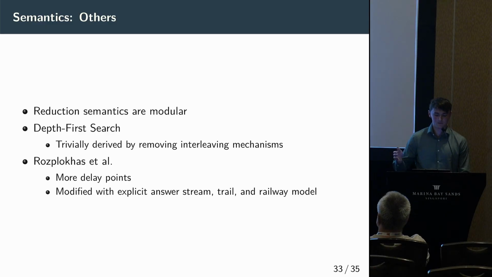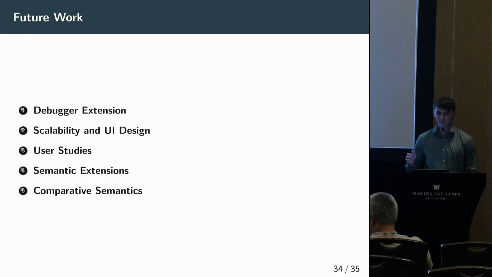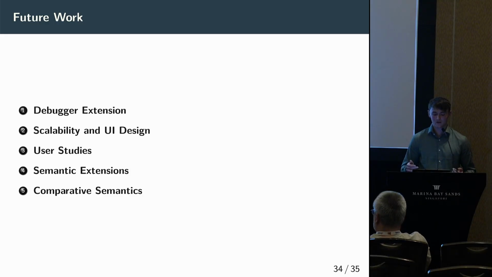And there's also another paper describing an operational semantics from miniKanren from Rosenblatt et al., and we implemented theirs. They just have more delay points, but we extended it with an explicit answer stream, the trail, and the railway model that you saw. So future work would be making it more of a debugger and less of a visual stepper. So you might want features like fast forwarding, you might want to step over a relation call, maybe some profiling features, breakpoints, etc. For scalability and UI, maybe stepping away from Redux and rolling our own implementation with nicer data structures can make it faster.